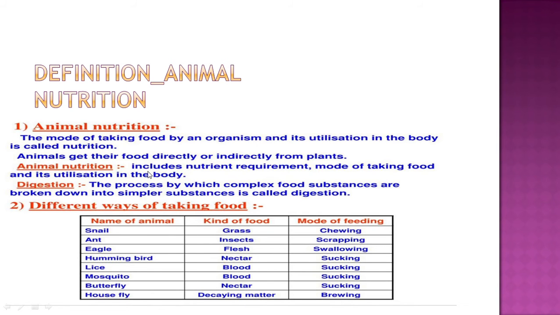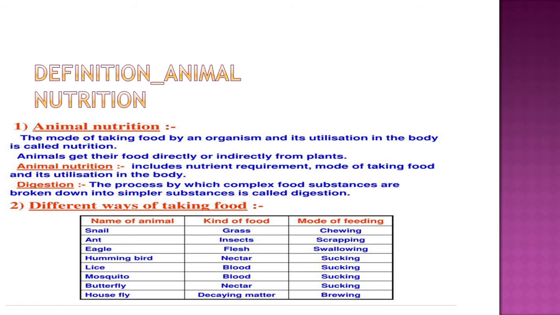Animal nutrition includes the nutrient requirement, mode of taking food, utilization in the body, and digestion. So we are going to learn about digestion in animals also. Animals means humans and animals. The process by which complex food substances are broken down into simple substances is called digestion.